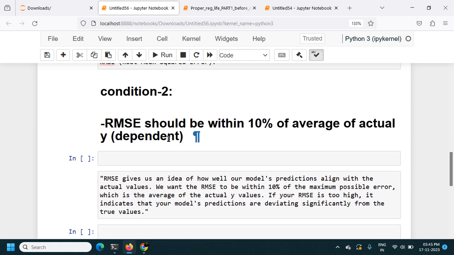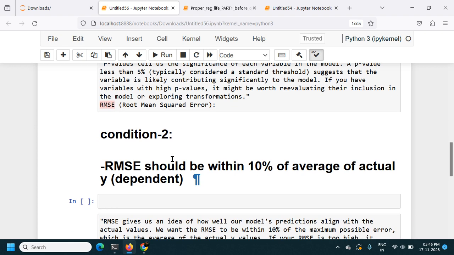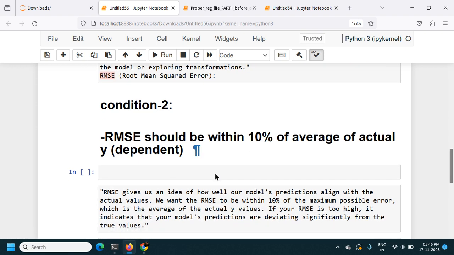Then condition 2: the RMSE should be within 10%. After the p-values are sorted, we get the residual. We square the residuals, then take the mean, then take the square root of that. We will get the RMSE. Then check that the RMSE is within 10% of the average actual y. Take the average of the actual y, divide the RMSE by it, and we get a percentage. That should be within 10%.